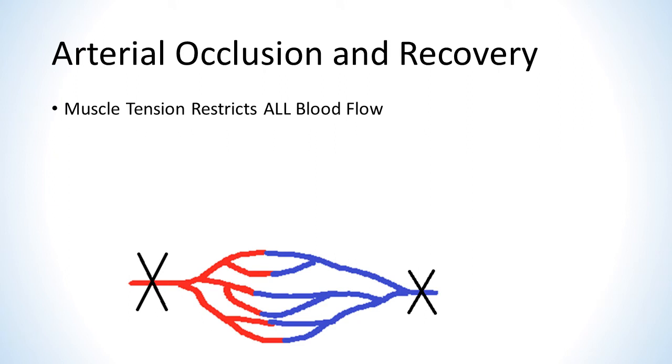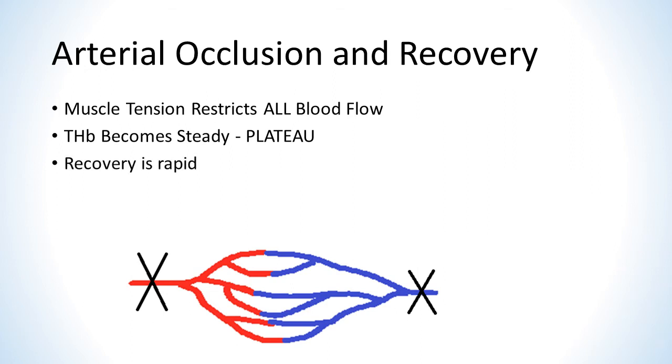An arterial occlusion occurs when the muscle tension is high enough to restrict blood flow completely. Since there is no flow in or out of the muscle, the THB will become steady and show up as a plateau on the graph. When the muscle tension is released, the THB value will quickly return to its value prior to the muscle tension, just like a venous occlusion.